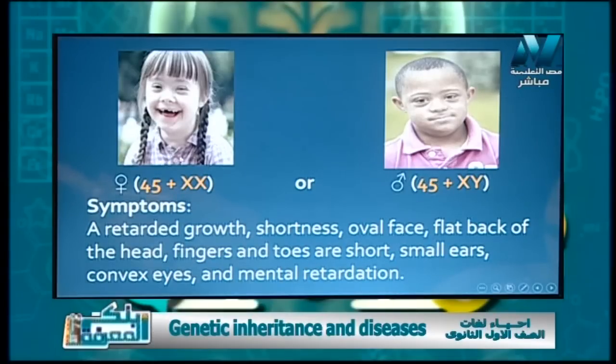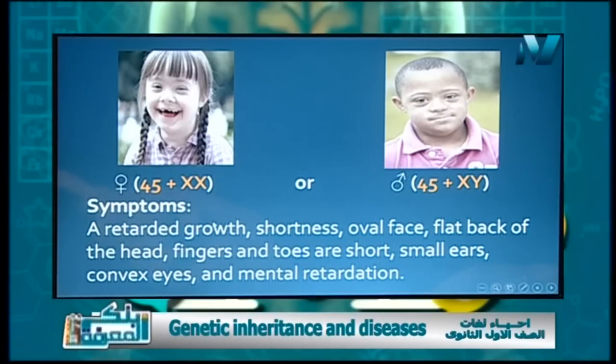We see them quite often in our society. And these chromosomes for the female are 45 plus XX, or in the male 45 plus XY. So the excess chromosome is the autosome number 21. The symptoms of this case: retarded growth, shortness, oval face, flat back of the head, short fingers and toes, small ears, convex eyes, and mental retardation.